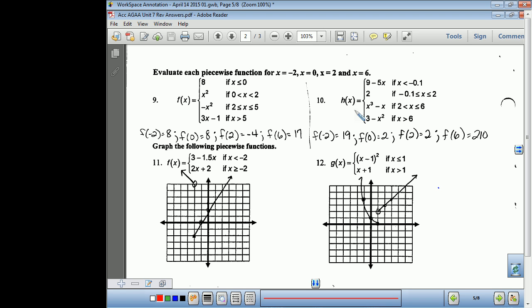So on these ones, you're just finding which one it satisfies, and then you just plug it into that one. That's exactly right. Like this one, x equals 2, where would that go? Oh, it goes into this one, because this includes an x value of 2. So what is the opposite of 2 squared? Well, 2 squared is 4. The opposite of that would be negative 4. So f of 2 is negative 4.